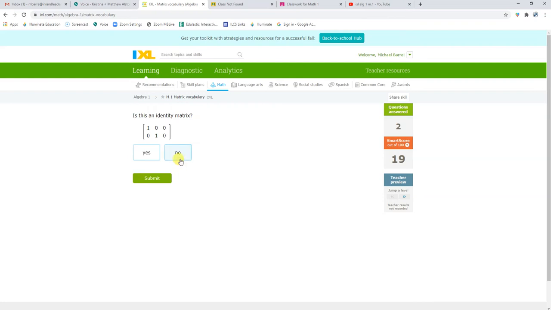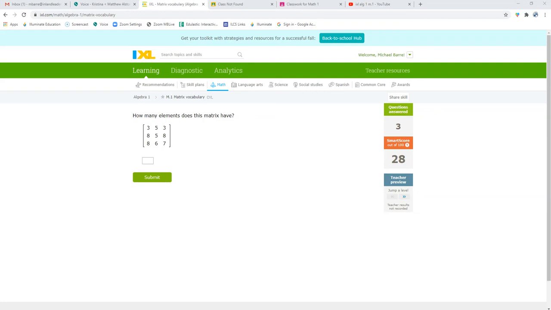Is this an identity? No, this is not an identity. An identity would do 1, 1, 1 with zeros all across it. So no, this is not an identity. How many elements does this have? You know what? I should talk more about that identity. Here, I'm going to show you an identity so you know what an identity looks like.